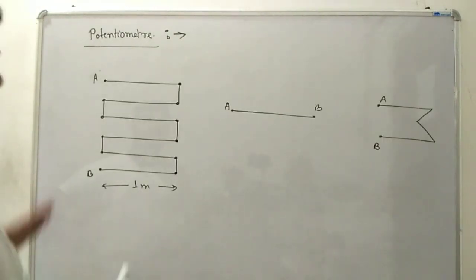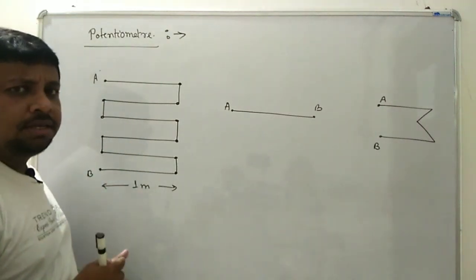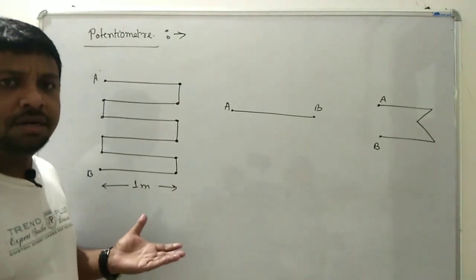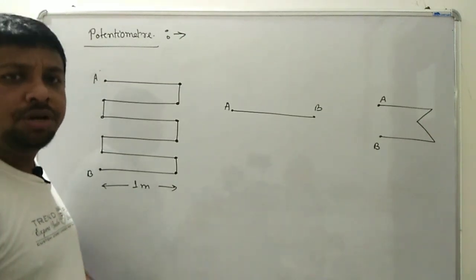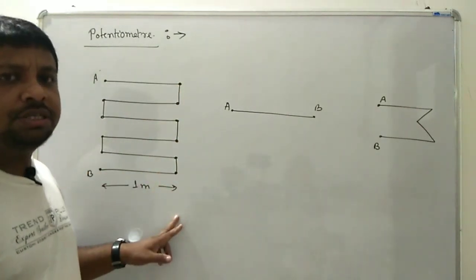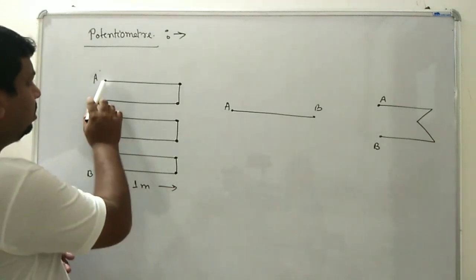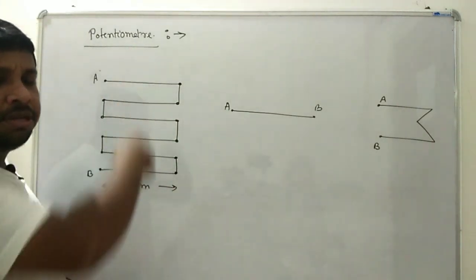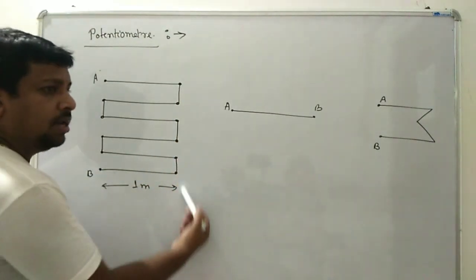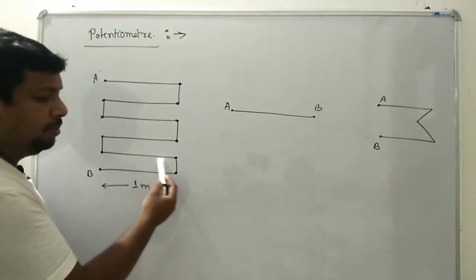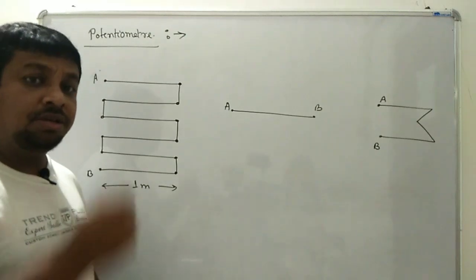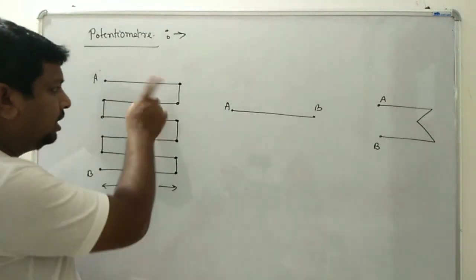A potentiometer practically looks like this. It has 10 meter length of wire which is fixed on a wooden board. The 10 meter length of wire is arranged on the wooden board like this. From this to this is 1 meter. So 1 meter lengths of 10 wires are connected like this. Here I have considered 6 wires, but in a potentiometer it has 10 meter length. The wires are connected in series like this.